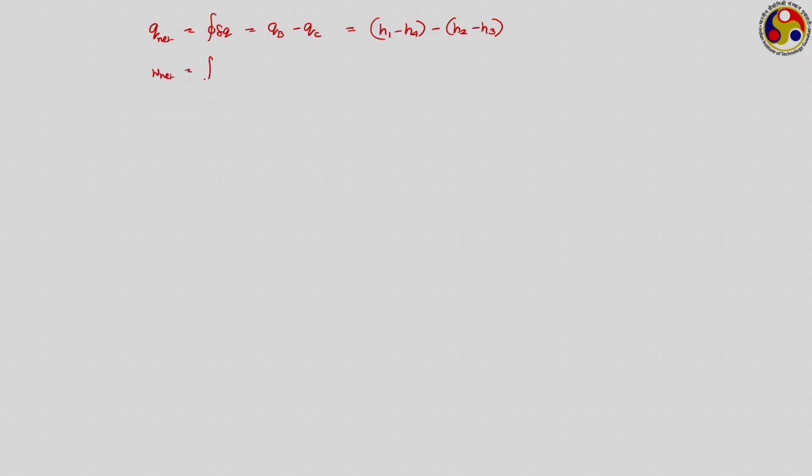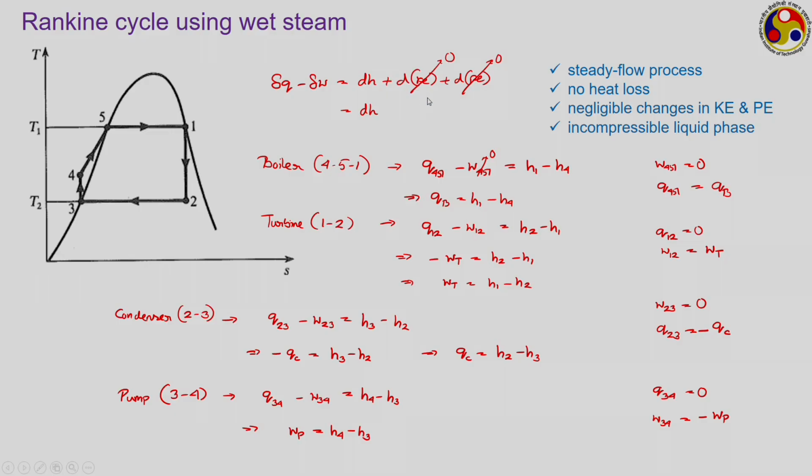The net work interaction should be equal to the net work output from the turbine minus the net work consumed during compression in the pump, which we are calling the pump work. So, here W_t is H1 minus H2 and W_p is H4 minus H3.